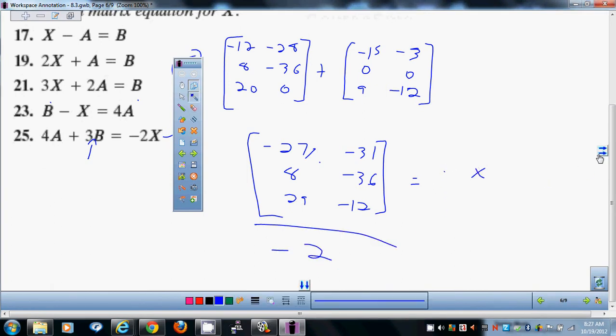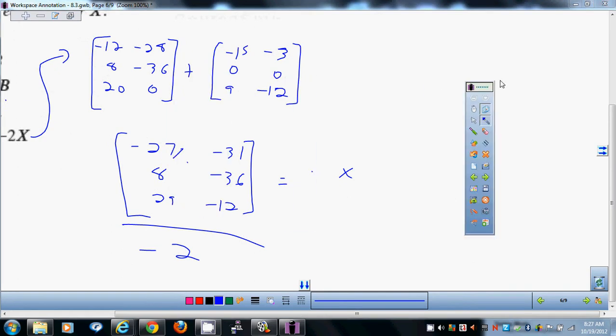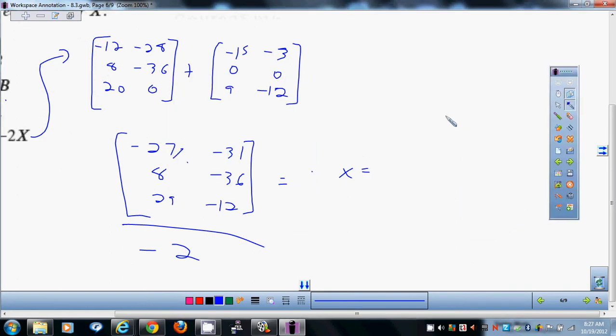You found 4a, you found 3b, you added them together, you divided by the negative 2, there's x. It's the exact same thing that you've been doing since pre-algebra. 2x equals 4 minus 7. The only difference is you're not just dealing with one number, you're dealing with a list of numbers. Only difference.